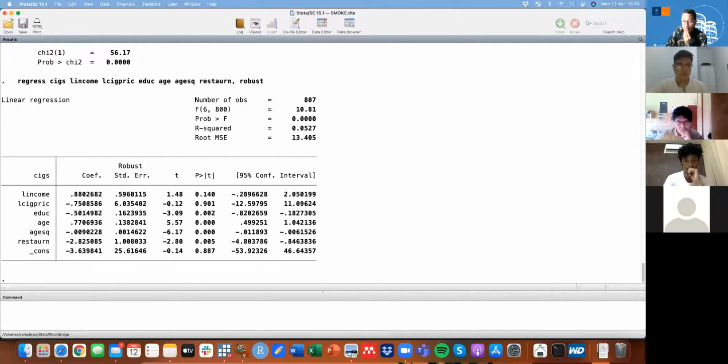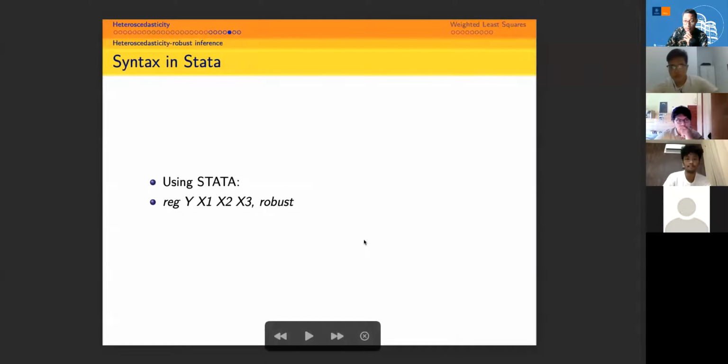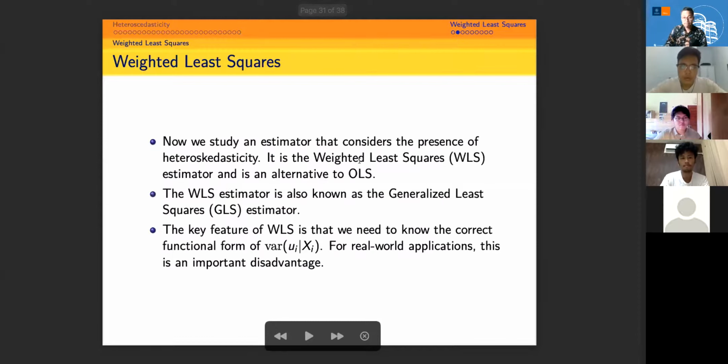Okay, great. Let's go back to the slide, and we're going to learn about weighted least squares. Recall earlier that if you use OLS and there's a presence of heteroskedasticity, then OLS is no longer the best linear unbiased estimator. It's no longer the best because it doesn't produce the smallest variance of all other classes of estimators.